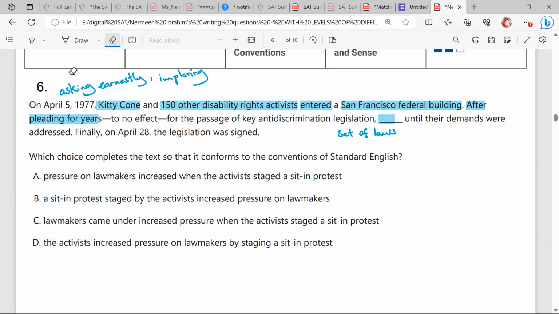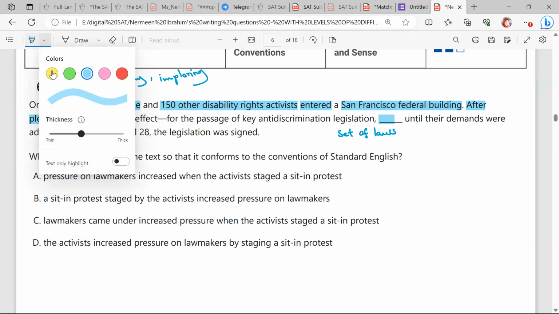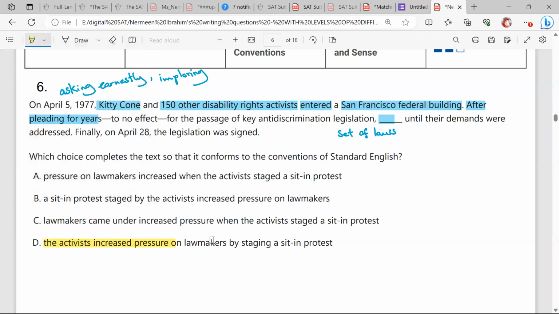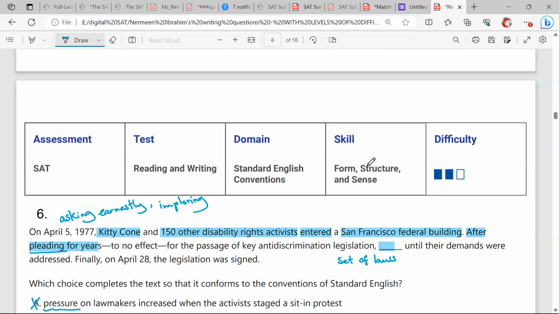Thank you so much. So the right answer is letter D. Why, teacher, letter D? Actually, this one is a little bit challenging because two answers are totally incorrect. Pleading, of course, the pressure will not be pleading. The protest will not be pleading, but lawmakers are people. Activists are people. So those can be pleading. But what makes sense? That's why the skill being tested here is form, structure, and sense.